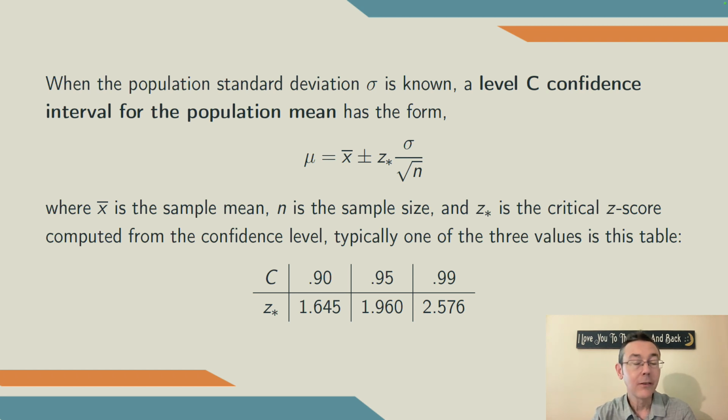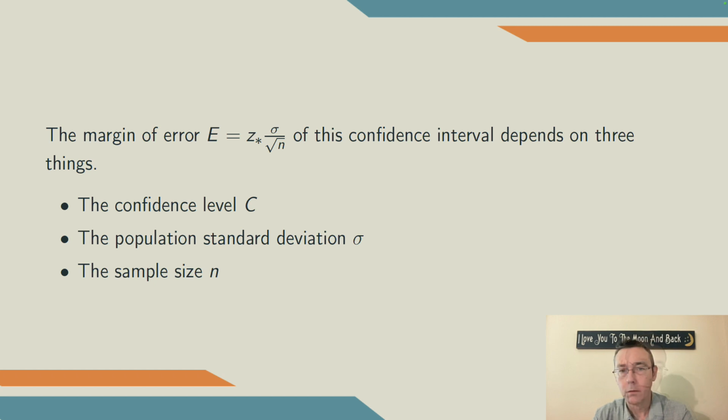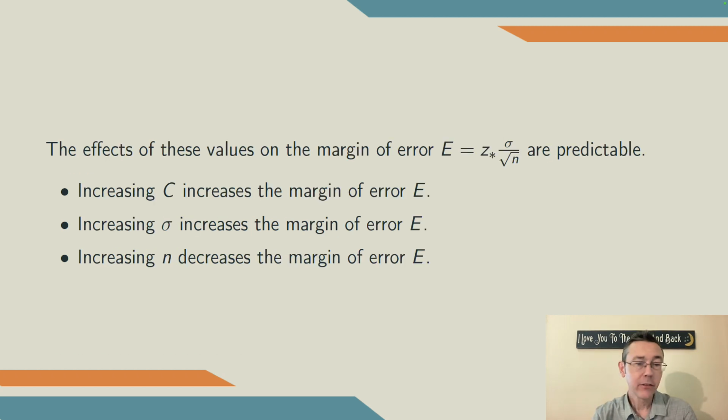Most typically, C equals 95% and the corresponding z star value is 1.960. And n is the sample size. So the margin of error in this formula depends on three things: the confidence level C via the critical z star that we saw in that table, the population standard deviation sigma, and the sample size n. Literally just looking at that formula, there are three ingredients in that recipe. The effects of changing those three values are all predictable.